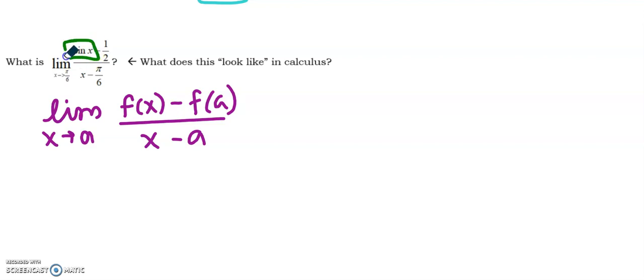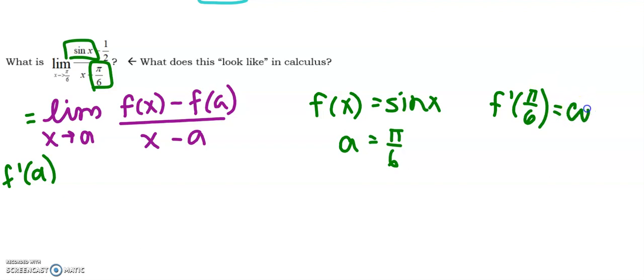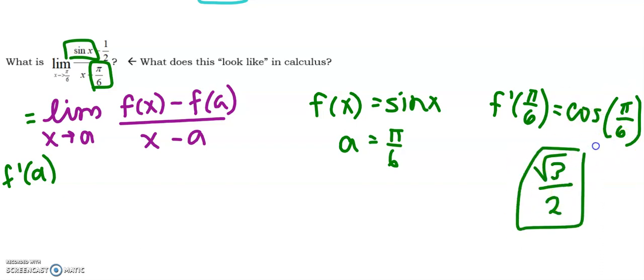Well, my f of x is sine x, and my a value is pi over 6, and this is equal to the structure of f prime of a. So I need f prime of a, which means I need the derivative of sine, which is cosine, evaluated at a. The cosine of pi over 6 is the square root of 3 over 2. All right, so using our limit definition to recognize that that really is just writing the derivative.